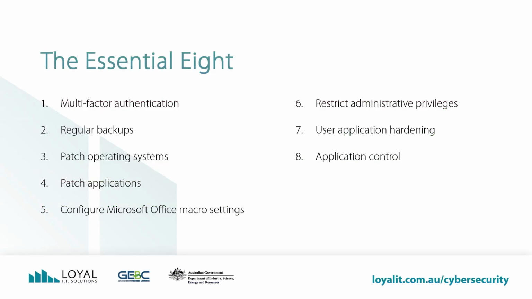Let's go. A brief recap, this is the Essential 8. If you don't know what this is by now, you haven't been watching the video series. The Essential 8 is Multifactor Authentication, regular backups, patch operating systems, patch applications, configure Microsoft Office macro settings, restrict administrative privileges, user application hardening, and application control. As we progress this video, we'll talk about the different technologies and how they fit into the Essential 8 framework. The idea of this video is to use the following recommendations as a checklist for you and your business.